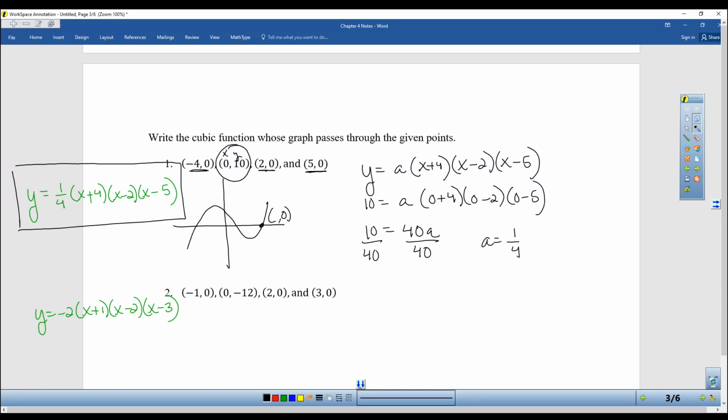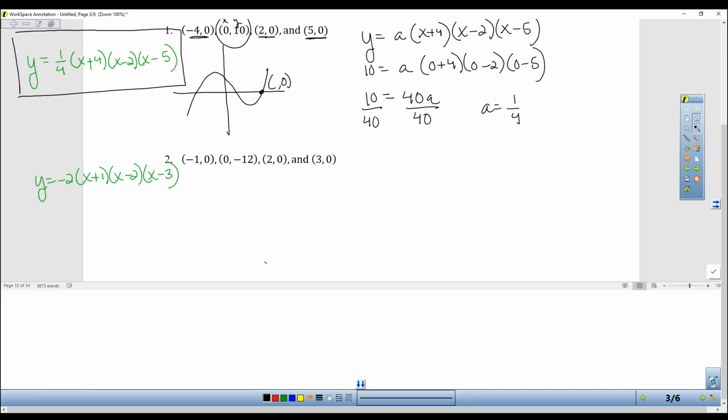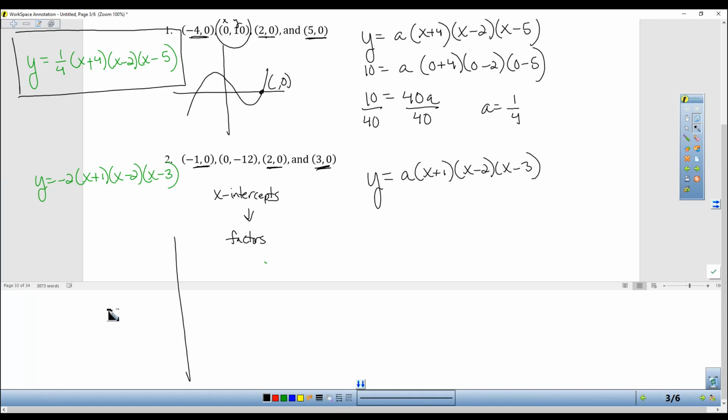Okay, there's only one left of these to try on your own. If you still haven't turned off this video and tried it on your own, I recommend you do so now. Let's find our x-intercepts. The x-intercepts are what help us get the factors. So I have x plus 1 times x minus 2 times x minus 3, but I don't know what a is. So there's a lot of different graphs that could go through -1, 2, and 3.